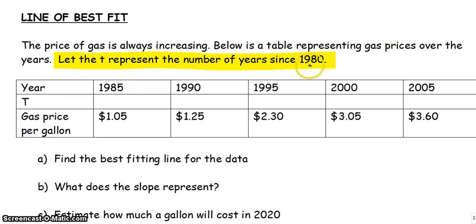If it's the number of years since 1980, well, 1985 happened 5 years later, so our T is 5. This is 10 years after 1980. This is 15 years after 1980.